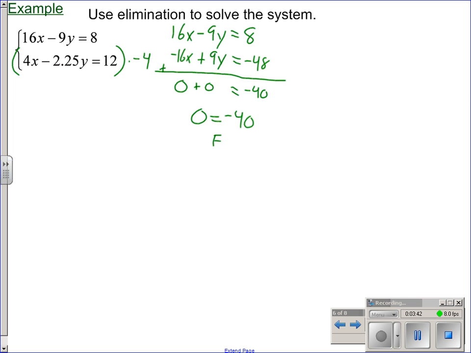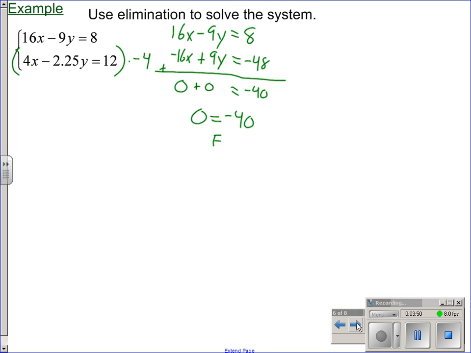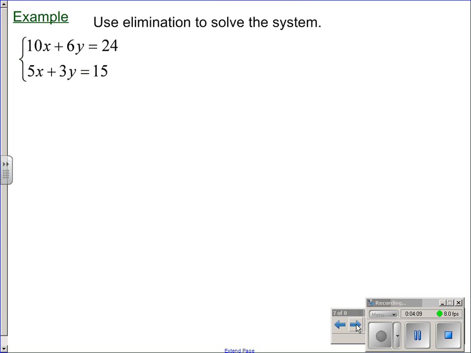All right? So this is the idea. We don't have any variables to solve for. So when we got a false statement, no solutions. And we're done. No solutions. Sometimes the question will ask you to describe the system. Well, in this case, it is inconsistent. No solutions. So this is a weird result. Here's how we interpret it.